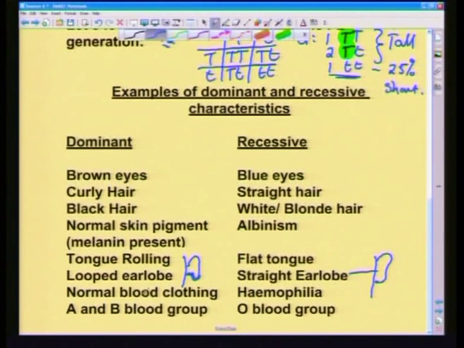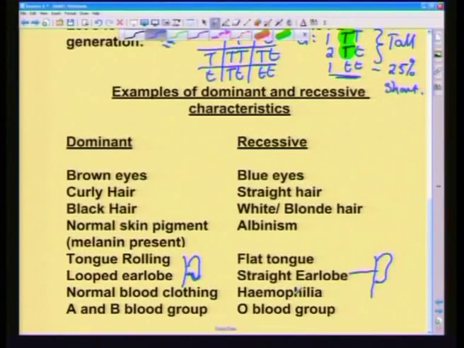Then we've got normal blood clotting versus hemophilia. Now, hemophilia is very important. It's one of the issues that we are going to go through when we look at genetic diseases, because that is a genetic disease that's been passed on. And then A and B blood groups versus O blood group, which is always recessive, and that we did when we did blood groups and the different DNA processes to produce the 6 different types of blood groups.